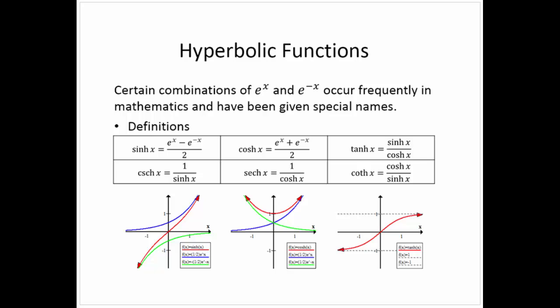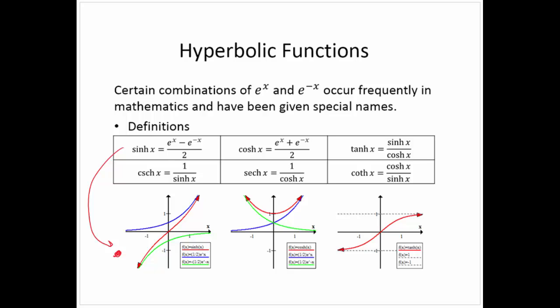So, for example, the hyperbolic sine, which is denoted sinh of x, is the function that can be expressed as e to the x minus e to the negative x over 2. And here in red is the graph of hyperbolic sine of x. And notice that it is bounded by the functions 1/2 e to the x, which is in blue, and negative 1/2 e to the negative x, which is in green.